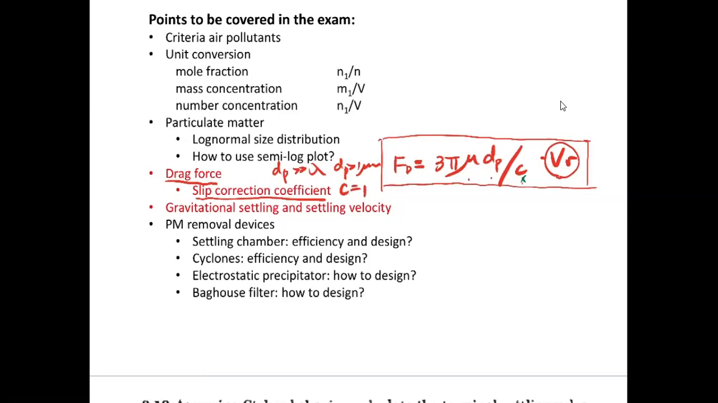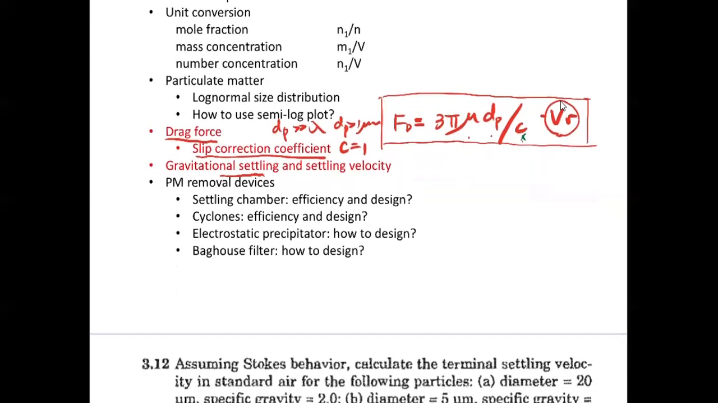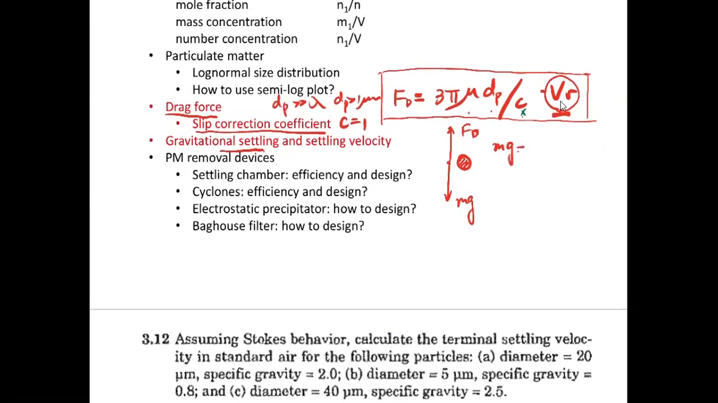So with this equation, we can look at the gravitational settling behavior of the particles, right? When the particles settle down, it's just the drag force balanced with the gravity. mg will balance with the drag force. So based on this relationship, we can calculate the settling velocity. We can set mg equal to 3 pi mu dp divided by c multiplied by vr. And further, the m here is volume multiplied by particle density, so that's pi over 6 dp cubed multiplied by rho p.